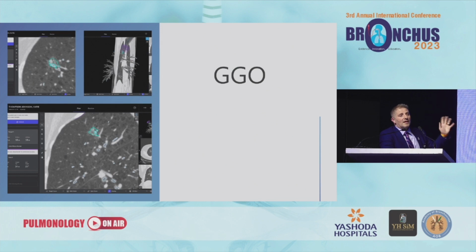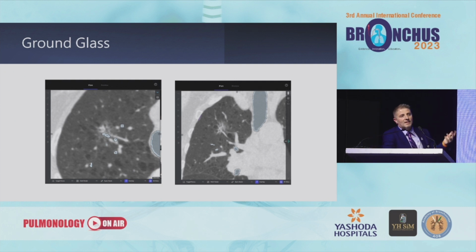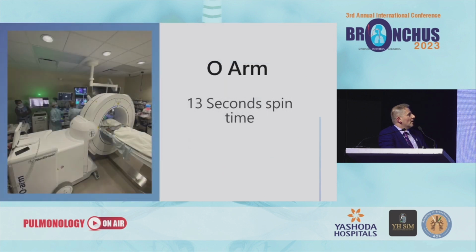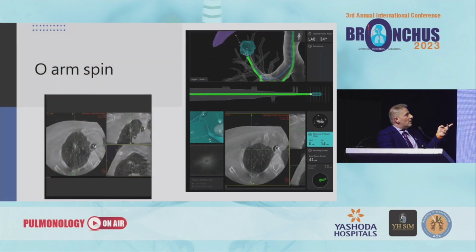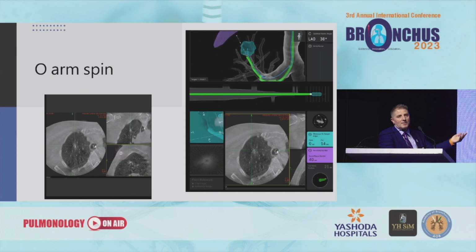Ground glass opacity, another indication for using real-time imaging. And this case is also a patient that has a very slow growth of a lung nodule, which is more ground glass with some central solid part. Also using the O-arm, which is a 13-second spin, you can see our tool inside the lesion. Even putting radial EBUS in this case will not give us a good signal.